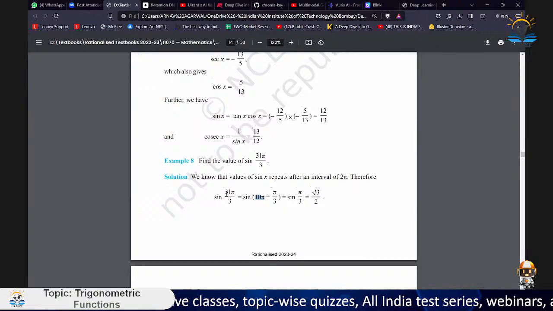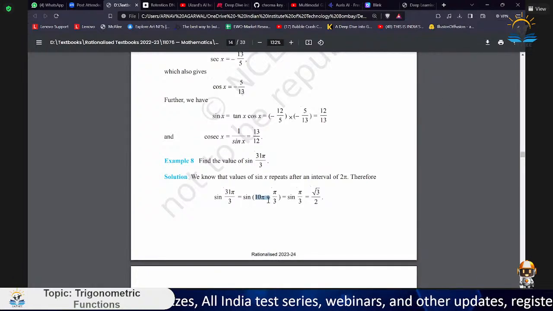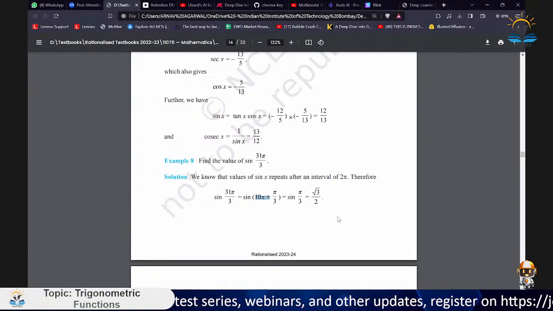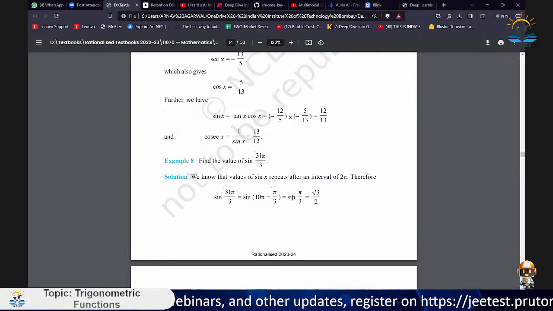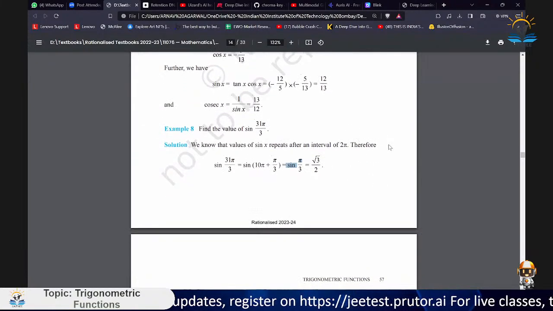So we can write this 31 pi by 3 as 10 pi plus pi by 3, and we can reject the 10 pi. Why? Because the value of sine at pi by 3 and the value of sine at 10 pi plus pi by 3 is the same, because it's repeating itself. So we can just say that this value is equal to sine pi by 3. And we all know this is root 3 by 2. So this was a clever way of doing this question, right?